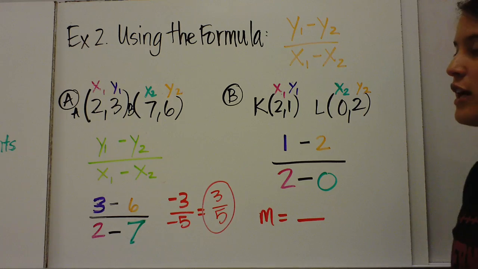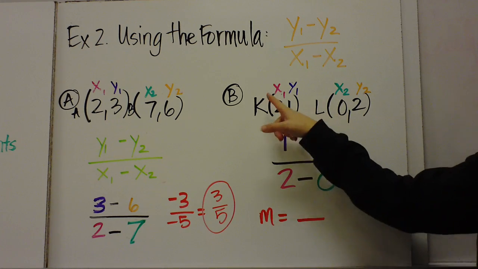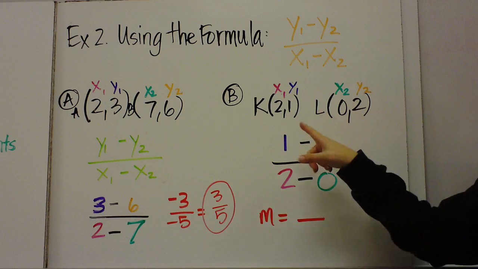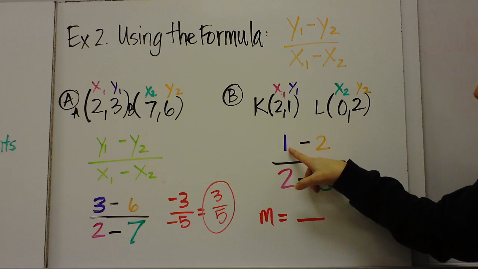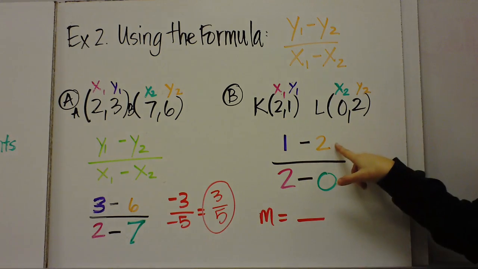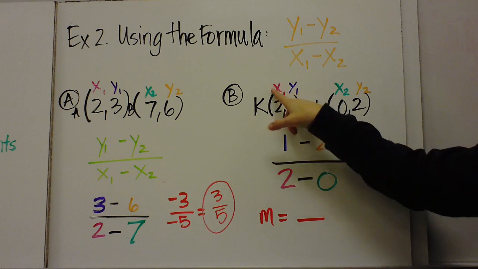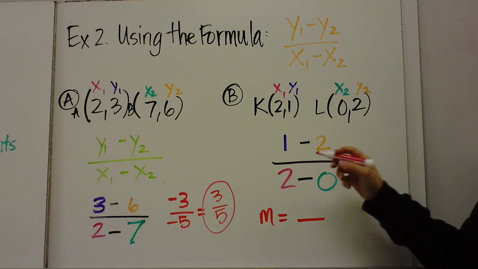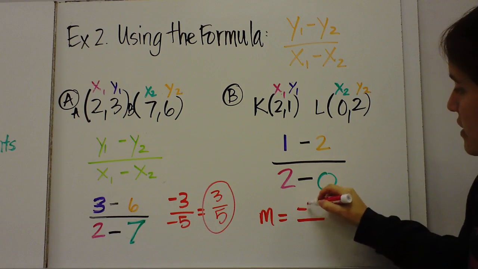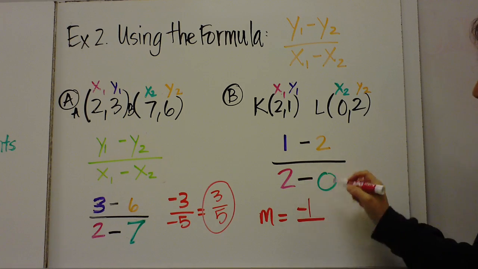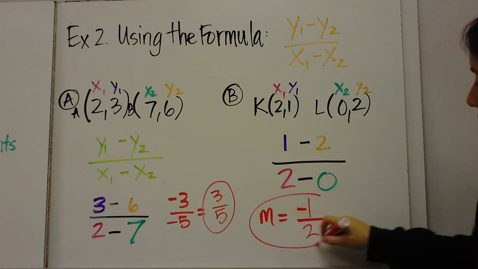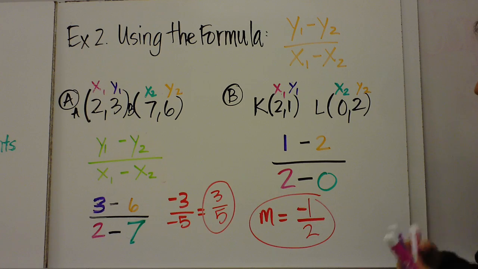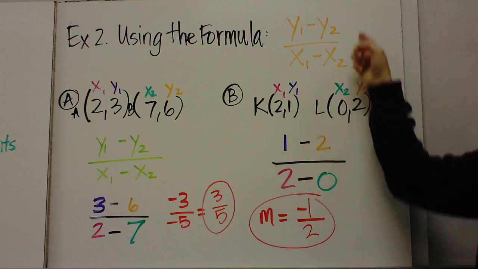Here's another example for you to look at. Notice I color-coded all of them, and I put them into my formula. y1 minus y2 over x1 minus x2. And now, 1 minus 2 is negative 1, 2 minus 0 is 2, and our slope is negative 1/2. That is how you use the formula.